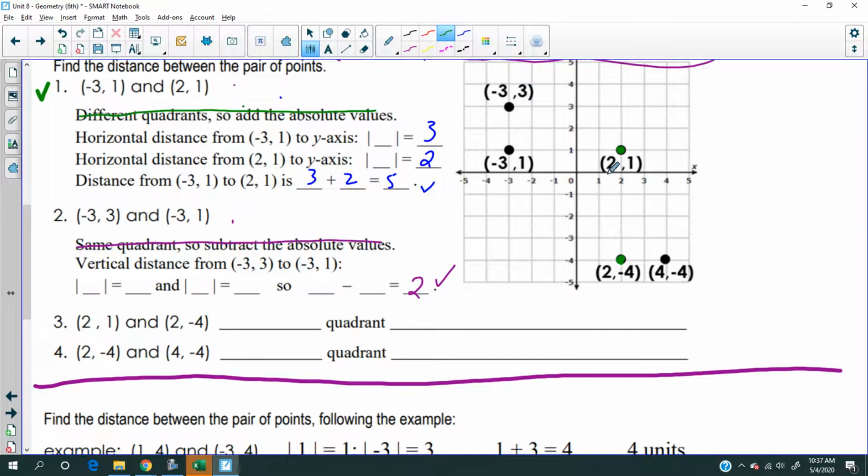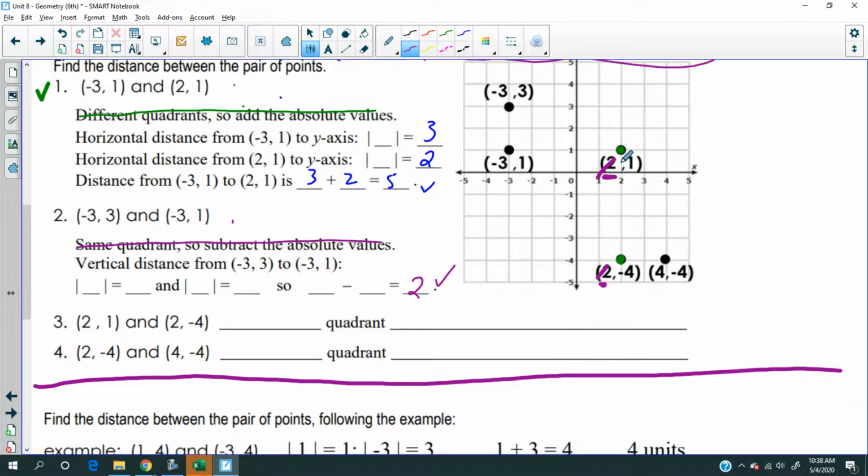So if we have 2 comma 1, now look at both coordinates. What do they have in common? Yeah, they both have 2, right? So ignore the 2 for now. I'm gonna cross it out. Just look at the 1 and the negative 4. How far is 1 from negative 4? Don't look at the graph. Just imagine a number line in your head. How far is 1 from negative 4?